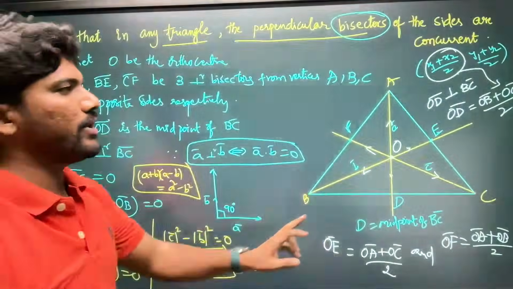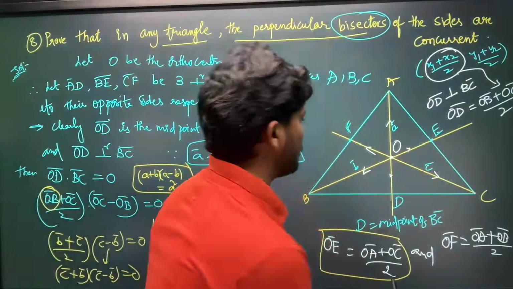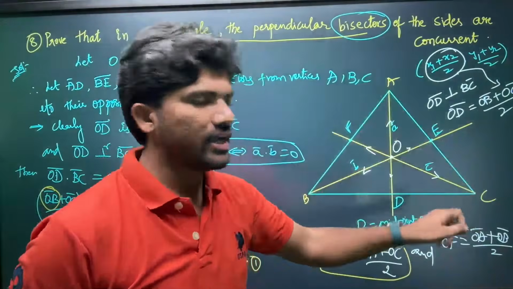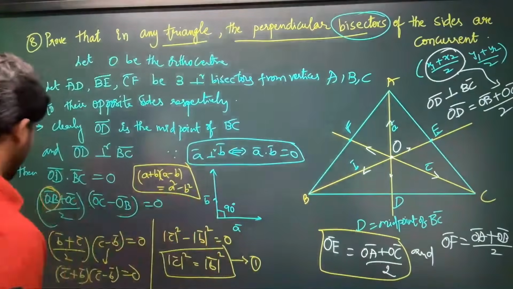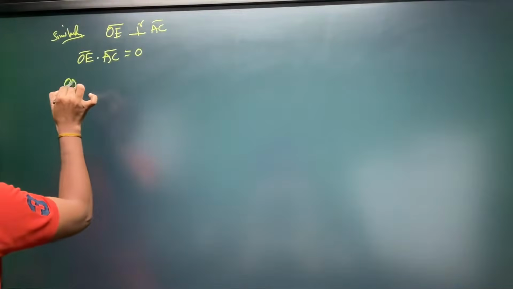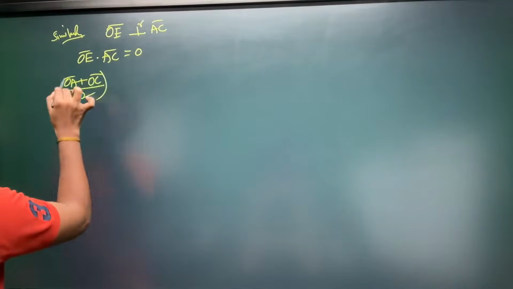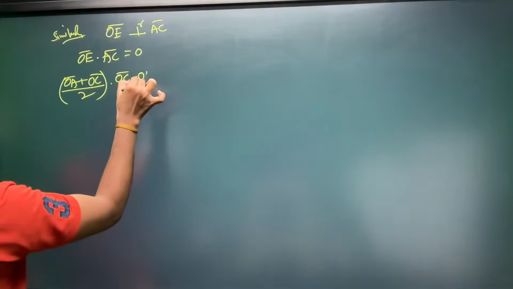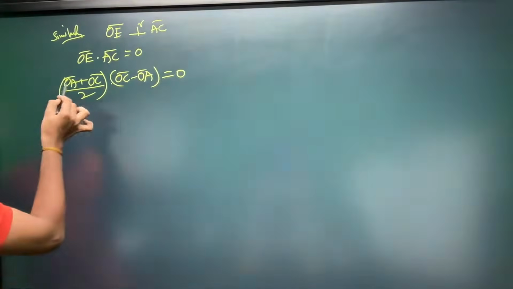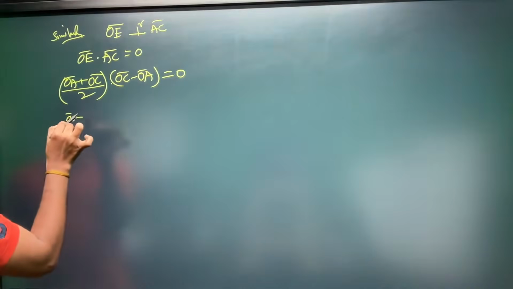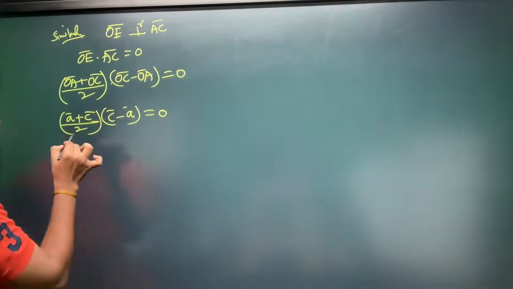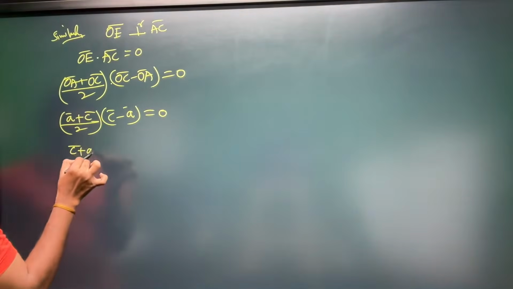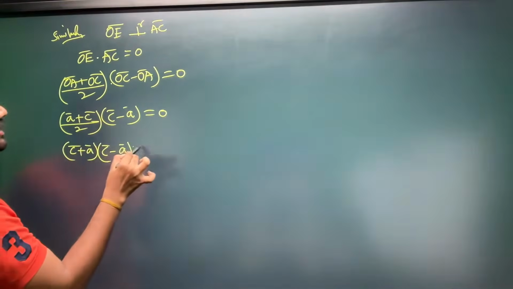So what does OE bar mean? OE bar is the midpoint of the line AC bar, the side AC bar. Then the formula for OE bar is OA plus OC by 2, so OA bar plus OC bar by 2, dot AC bar, that is OC bar minus OA bar, equal to 0. OA bar is nothing but A bar, and OC bar is C bar, by 2 into C bar minus A bar equal to 0. Send the 2 to the RHS. I am writing C bar plus A bar into C bar minus A bar equal to 0.